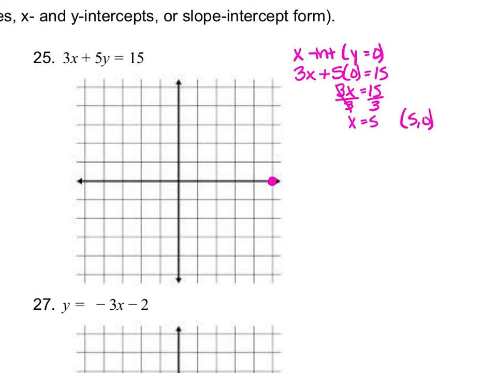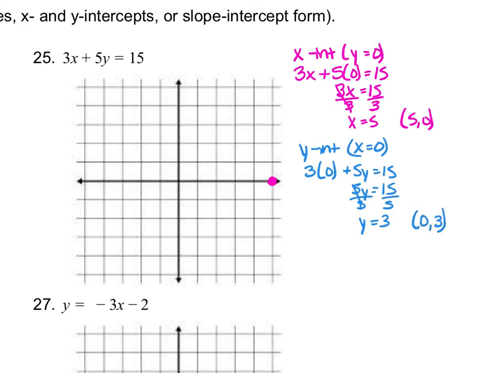Now for the y-intercept, that is where x equals 0. So we have 3 times 0 plus 5y equal 15. 3 times 0 is 0, plus 5y is just 5y. Divide both sides by 5, and y is 3. So when x is 0, y is 3. And we just draw our line through our points.